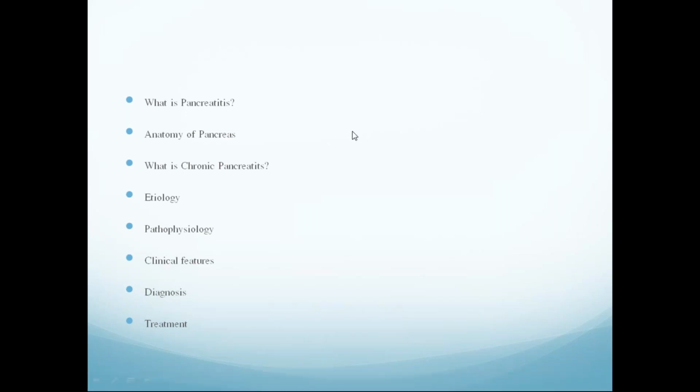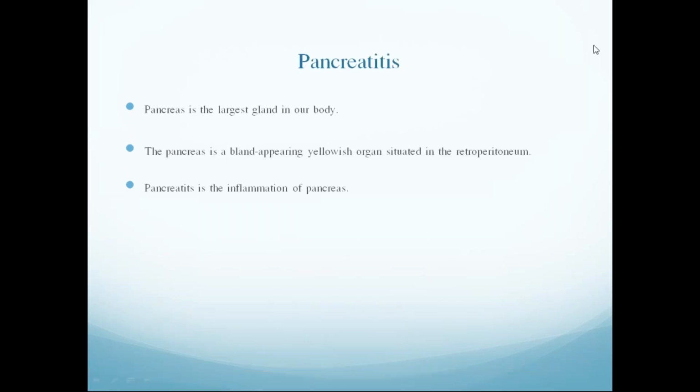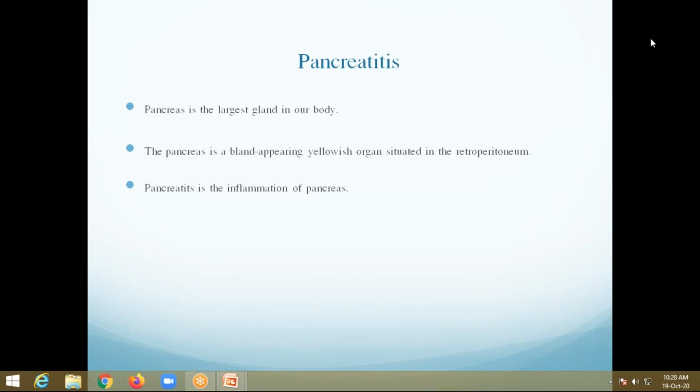Okay. So, what is pancreatitis? The pancreas is the largest gland in our body. It is a bland appearing yellowish organ situated in the retroperitoneum, and inflammation of the pancreas is termed pancreatitis. Okay.